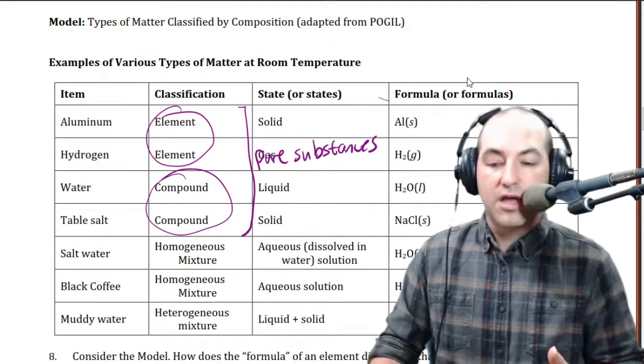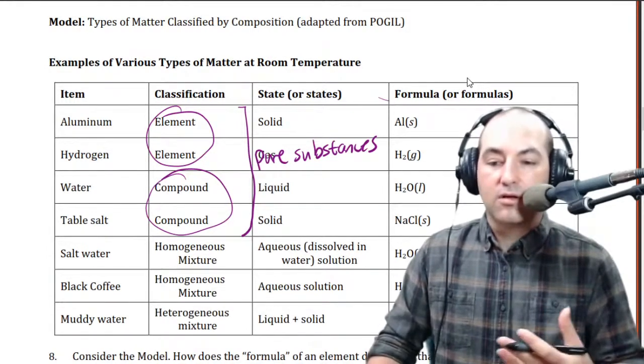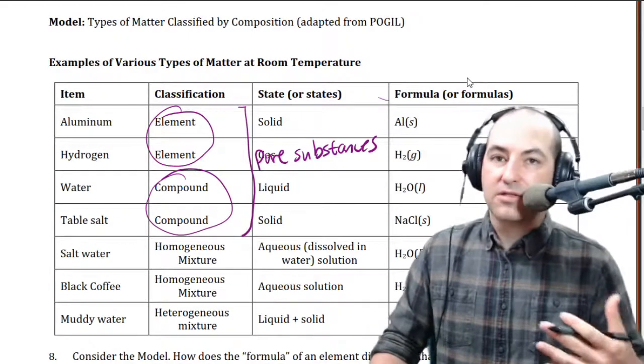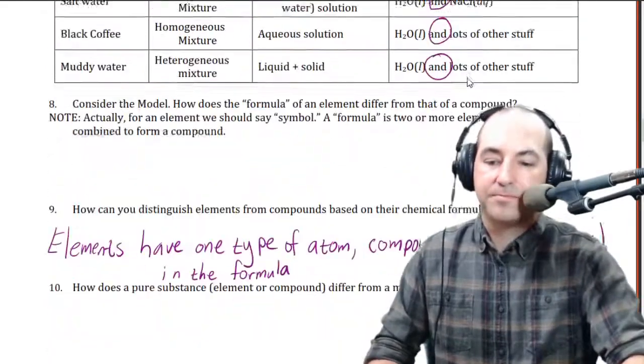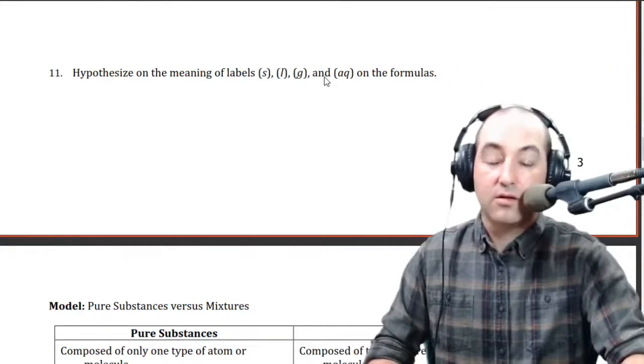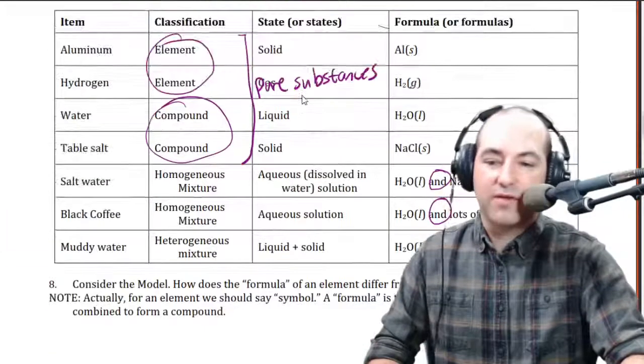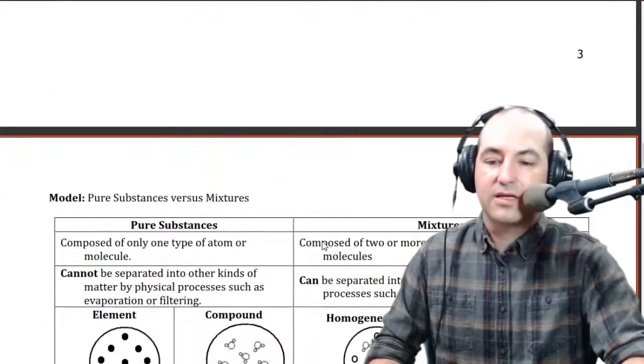So mixtures then must be made up of multiple elements, compounds, things like that, put together in some other kind of way. And you can probably figure that out too, because they're right here in the table, and the states are given there.